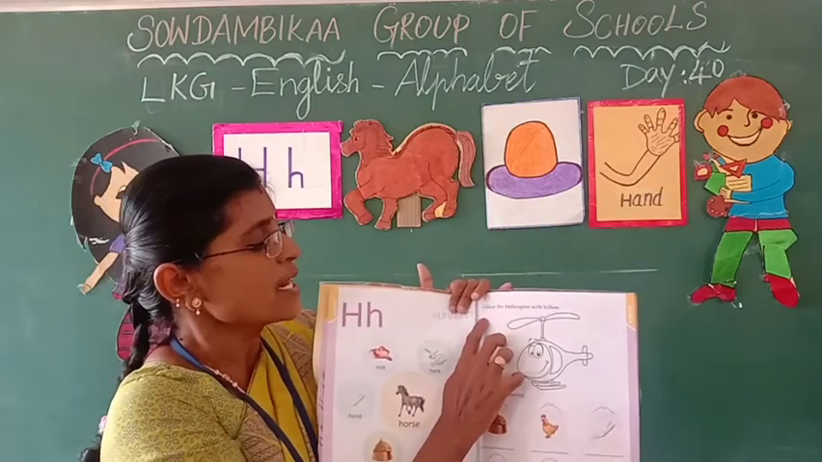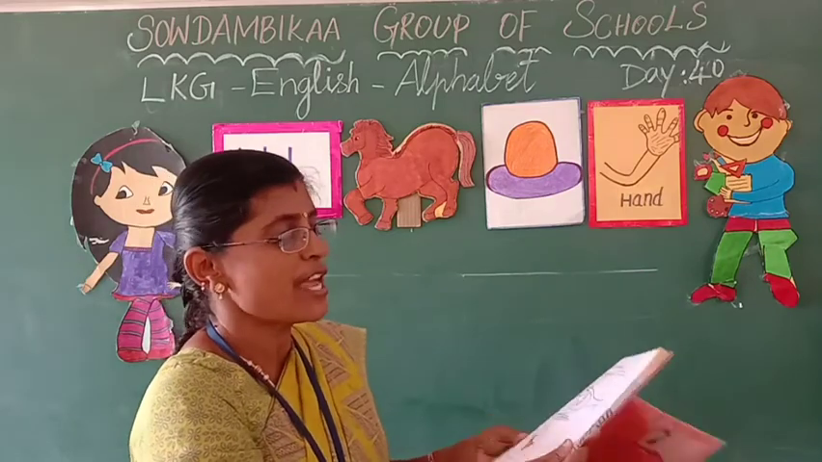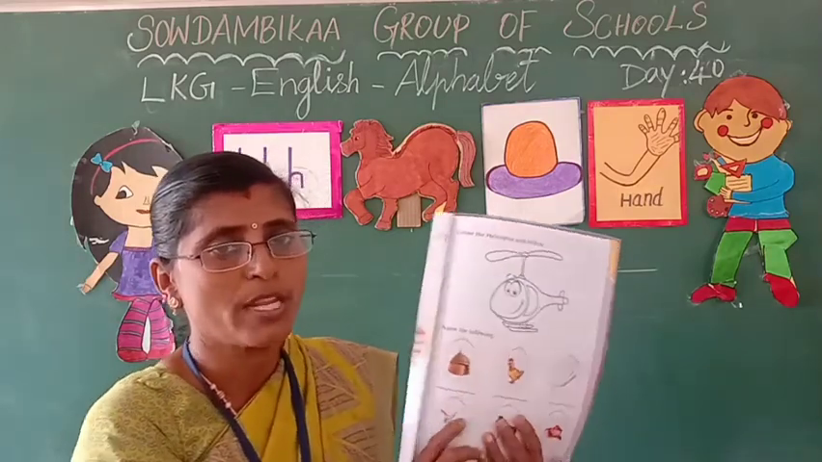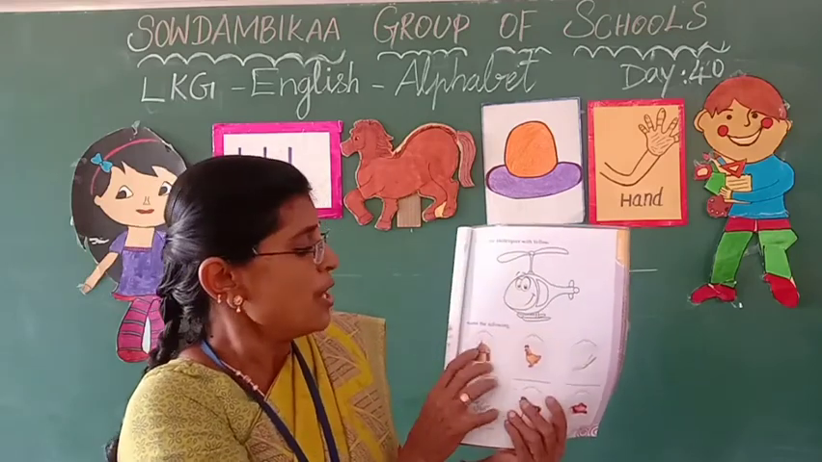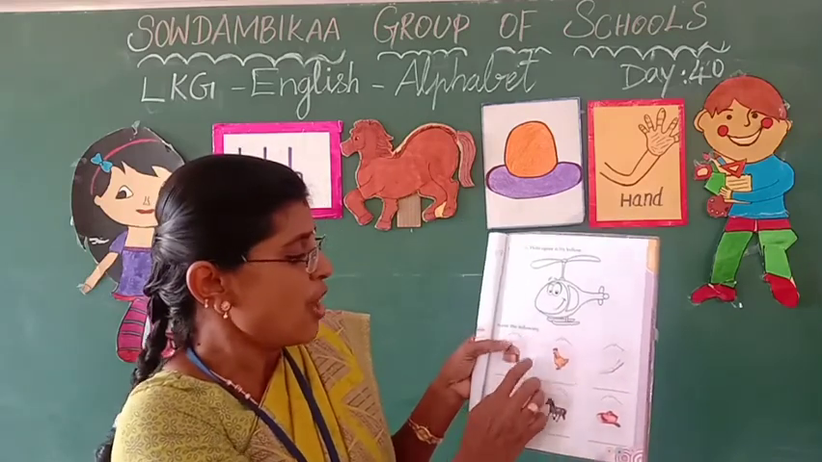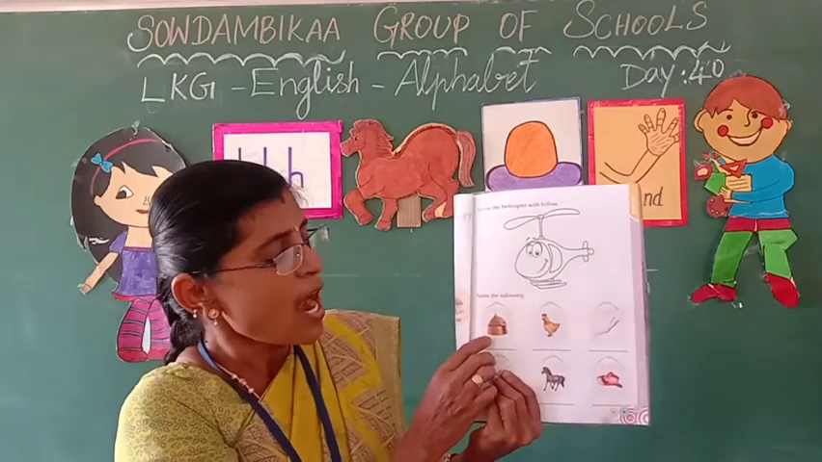Dear puppies, color the helicopter with yellow. Take your yellow crayons. Color the helicopter with yellow. Dear puppies, name the following. What is this picture? Dear puppies, say hut.